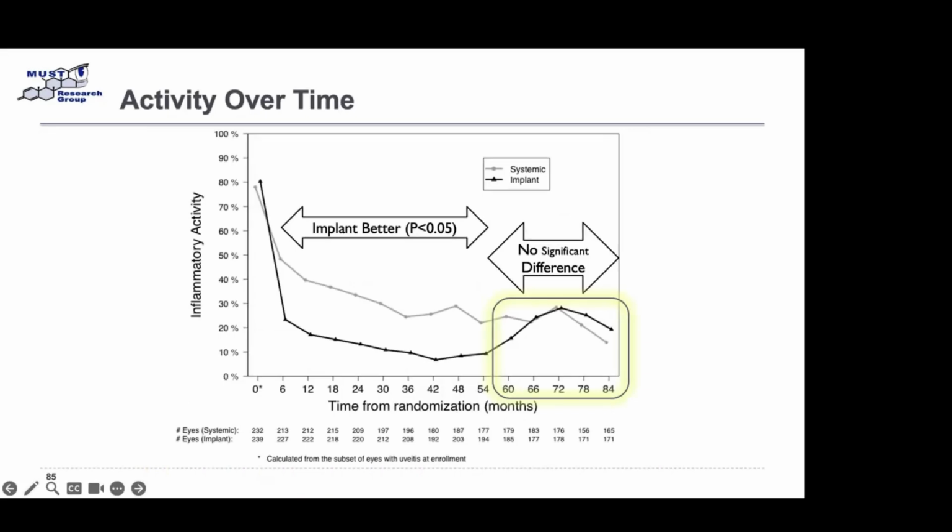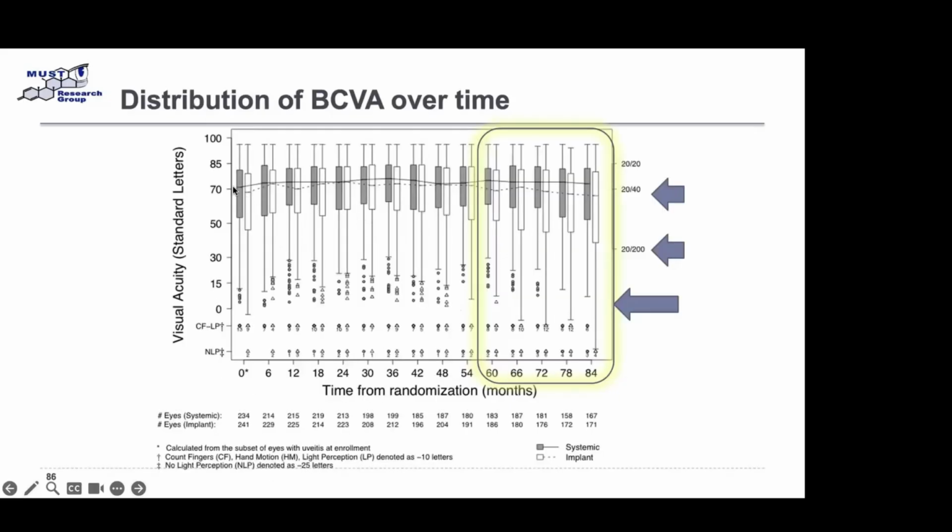Visual acuity was actually the primary outcome, but we can see that activity over time improved with treatment, and it improved more with implants. But when you get out to 5 years, there started to be a lot of reactivations in the implant group, and then the two were superimposed. And so the implant was better for the first 54 months. And visual acuity also was about the same in the two groups through 54 months, but began to get worse in the implant group after that.